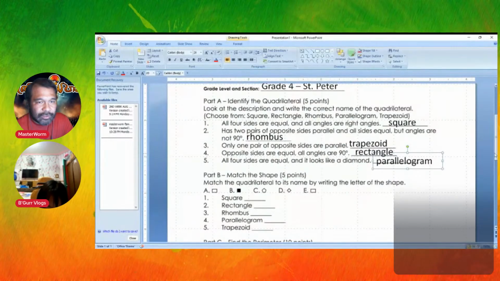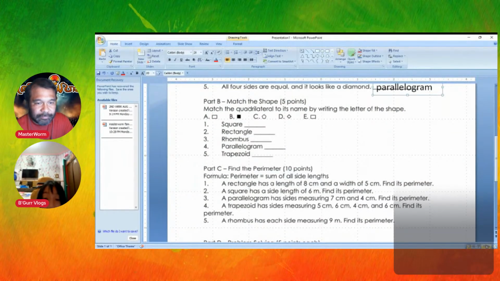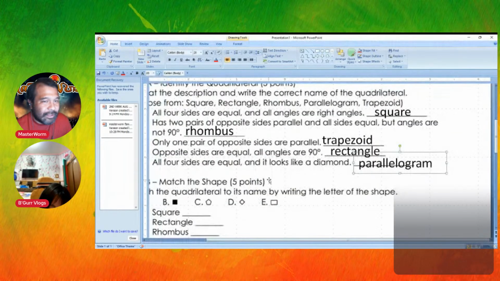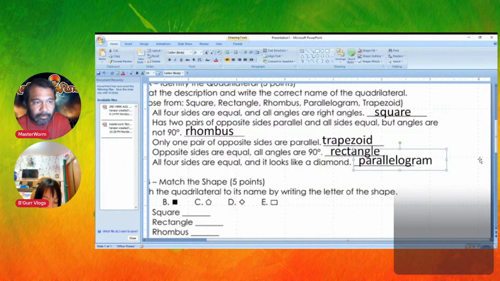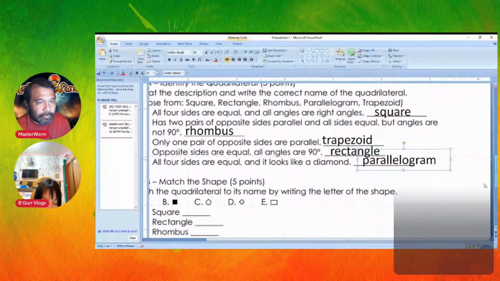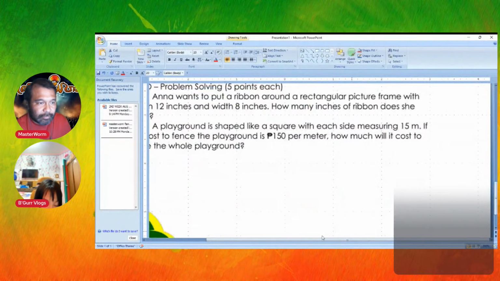Okay, the question here is: find the perimeter.